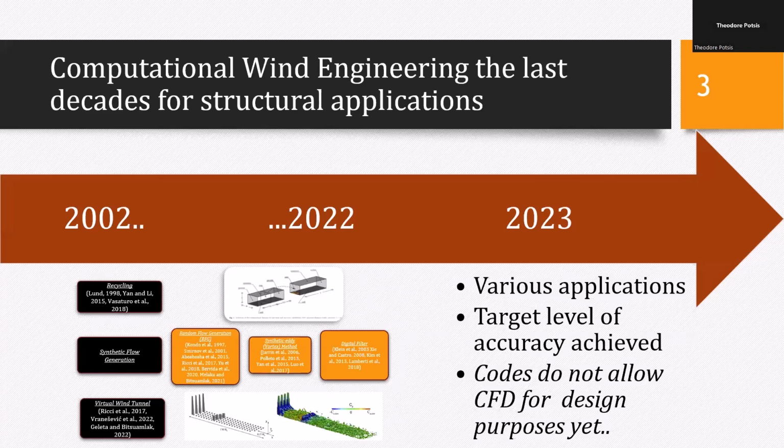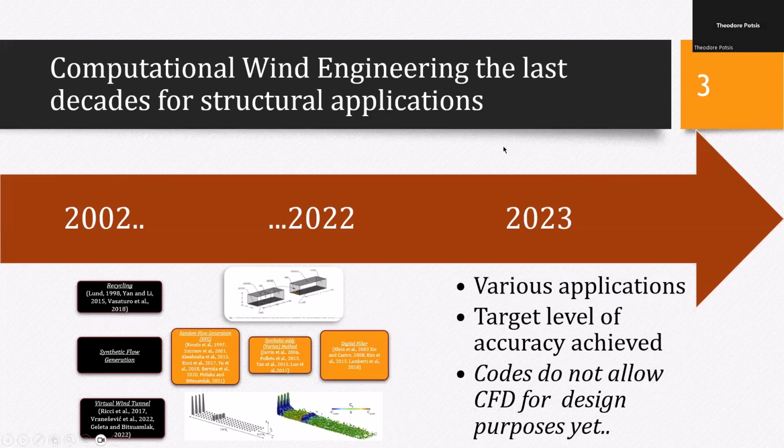So, to conclude all of that, in the last 3 decades, we've seen various applications, and we've seen that the target level of accuracy has been achieved with CFD to design buildings, but the codes still do not allow the use of CFD for design purposes. Mainly this is because it's very difficult to generalize these procedures, and it's very difficult to create a procedure easily applicable in the field.